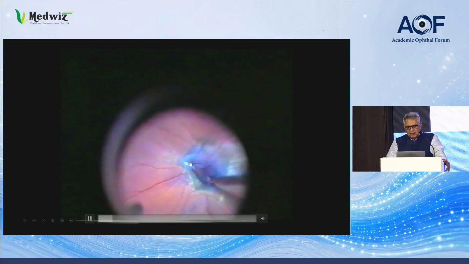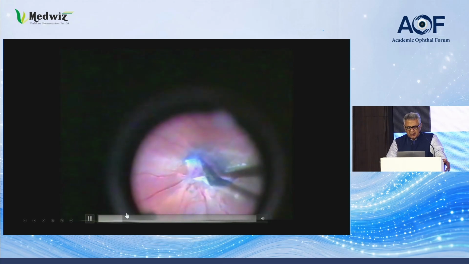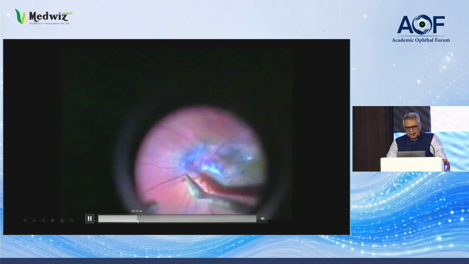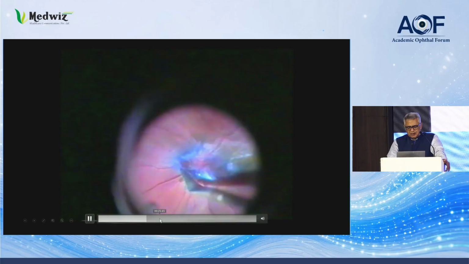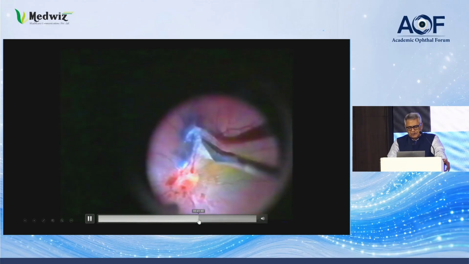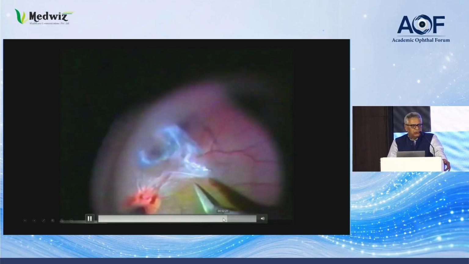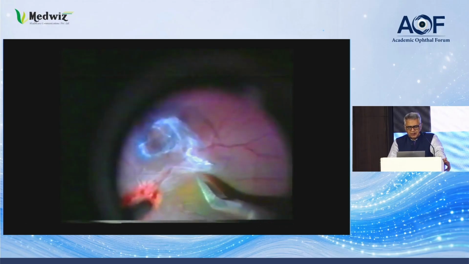hyaloid also, then I preferably stain this epiretinal membrane with trypan blue and then create an edge. And once the edge is created, then the surgery becomes simpler. You tease away this epiretinal membrane, which generally comes in one go, and this is the end of surgery. Normally, no gas is required, only air-fluid exchange is good enough.